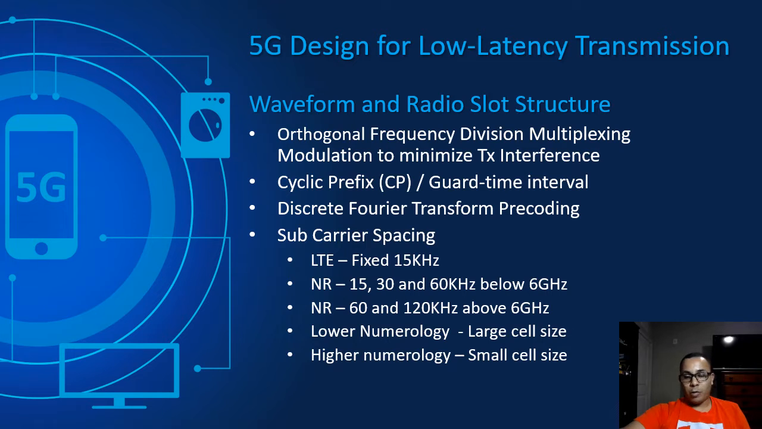Now, lower numerology, meaning lower frequency, is mostly used for large cell sizes. That's because low frequencies can travel further. Higher frequencies are used for small cell sizes, because high frequency signals tend to degrade over distance.